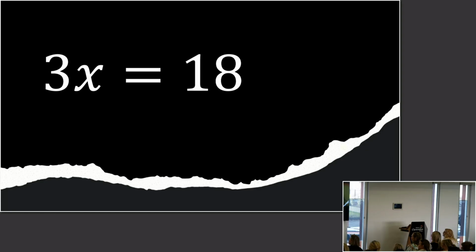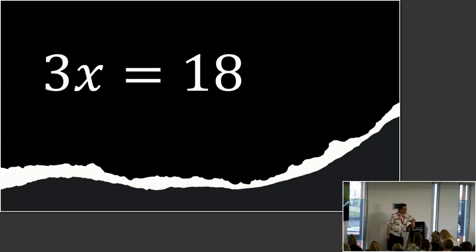Working memory is extremely limited. We've already talked about that. We can process about 3, maybe 4 items at a time in our working memory. How many items are here? Well, there are at least 4 symbols on the screen. Well, there's 5 symbols on the screen. There's a 3, an x, an equals, and an 18. But the 18 is also made of 2 symbols.